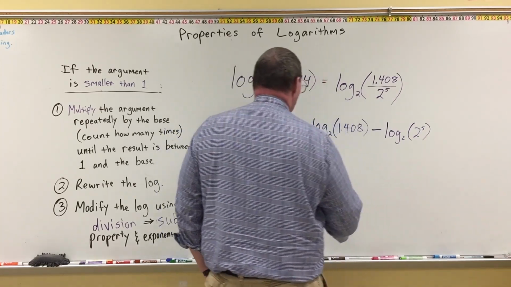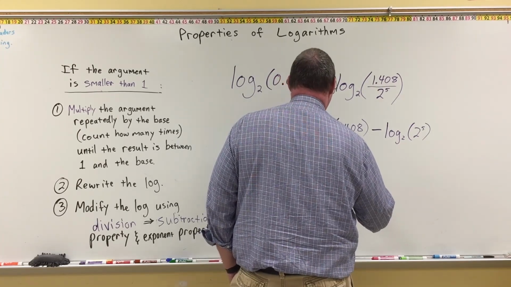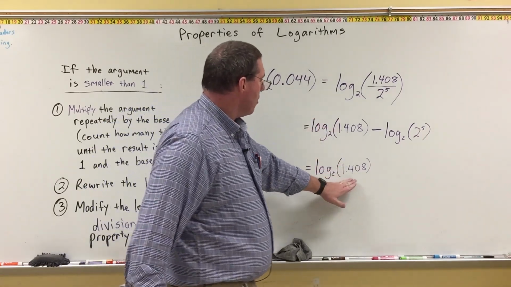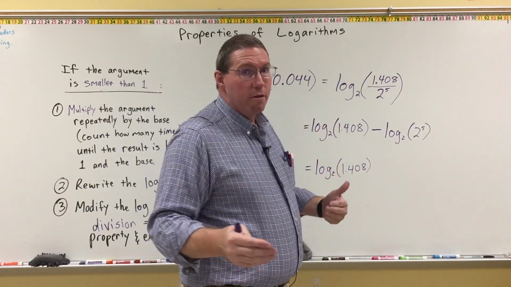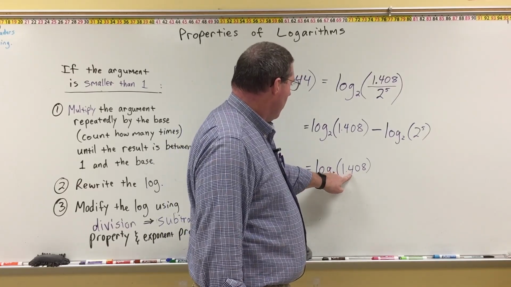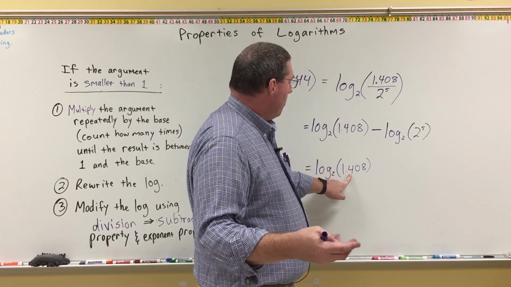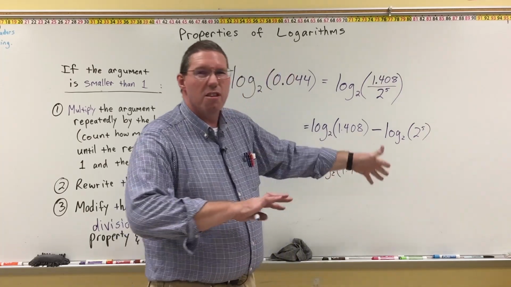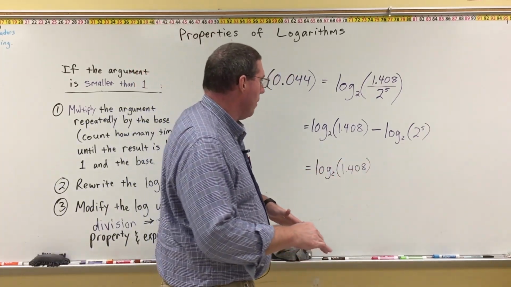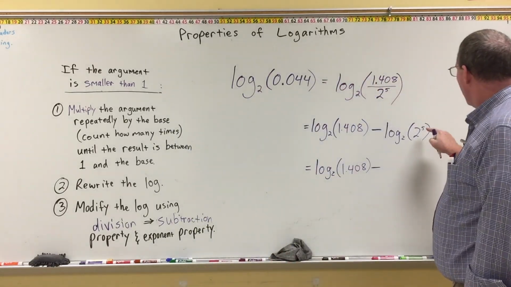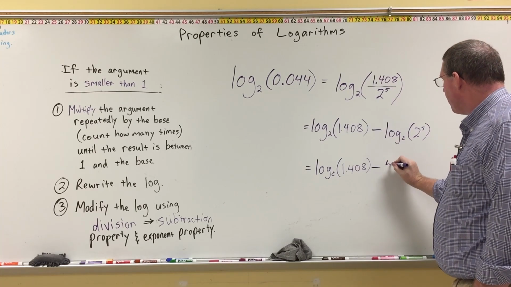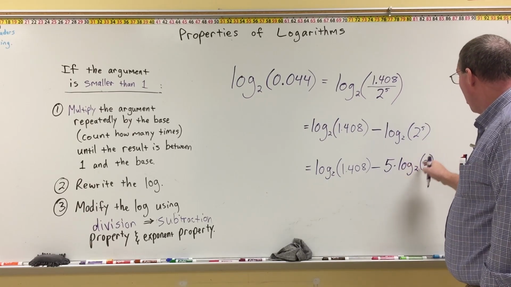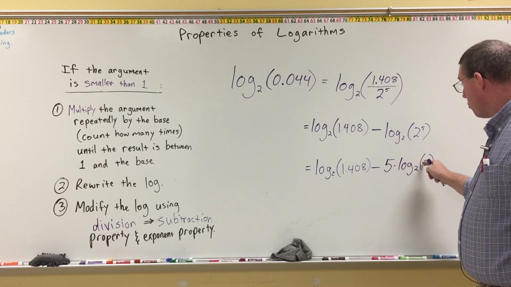And then we're going to leave the log base 2 of 1.408. Okay, we're going to leave that. Now remember, this number, again, it's somewhere between 0 and 1. Okay, because the argument is greater than 1, but less than the base, which is 2. So greater than 1, but less than 2. Therefore, we know that the value of this is somewhere between 0 and 1. Okay? Minus, now, we're going to take our exponent 5 and move it to the front. 5 times log base 2 of 2. But we know that log base 2 of 2 equals 1. And so 5 times 1 just equals 5.